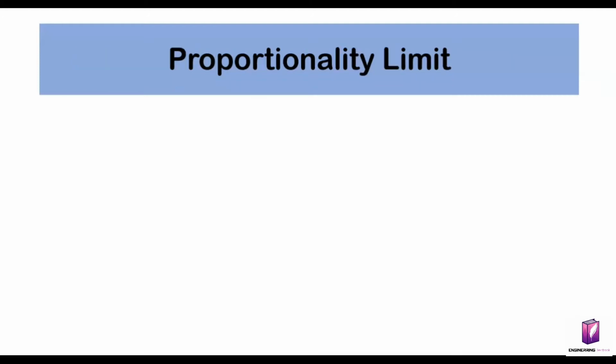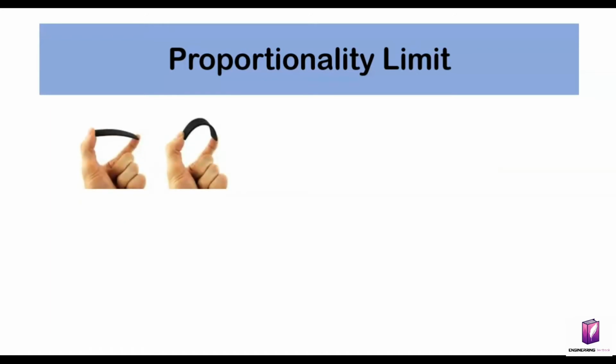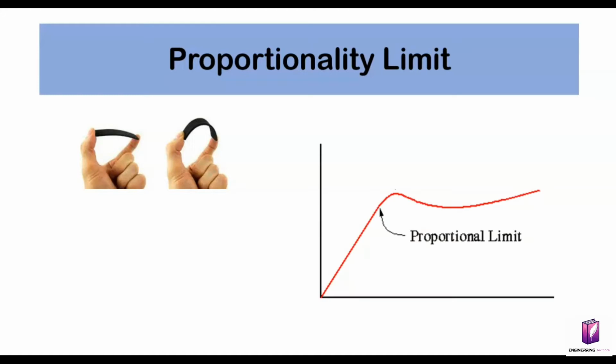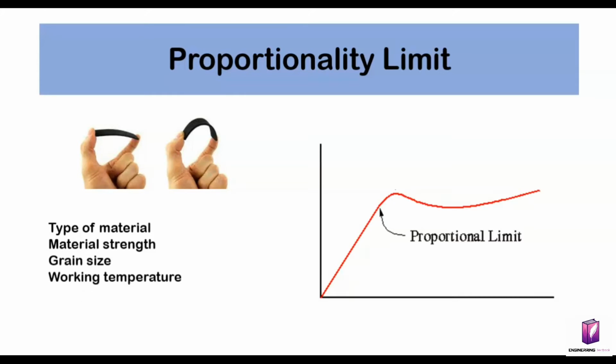Proportionality limit. All the metals behave like an elastic material up to a specific range. It means after the application of stress, the material returns back to its original dimension or shape. The point up to which material behaves proportionally is called proportional limit. This proportional limit depends on the following: type of material, material strength, grain size, working temperature, and corrosion. In proportional limit, there is no permanent deformation and the material behaves like a spring.